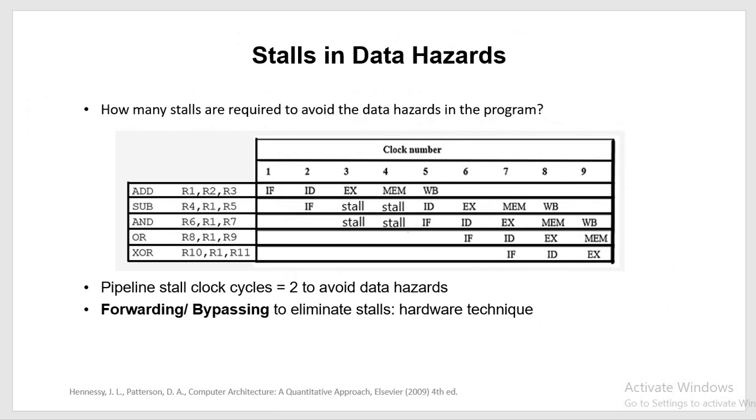Now, what will we do? Whenever a hazard occurs, as we have already discussed during the discussion of the structural hazard, the hazard will be replaced with a stall or bubble, whatever we call it. So in this example, how many stalls are required to avoid the data hazard in the program? We will try to calculate it. As per our discussion till now, this instruction decoding is not possible in the third cycle.